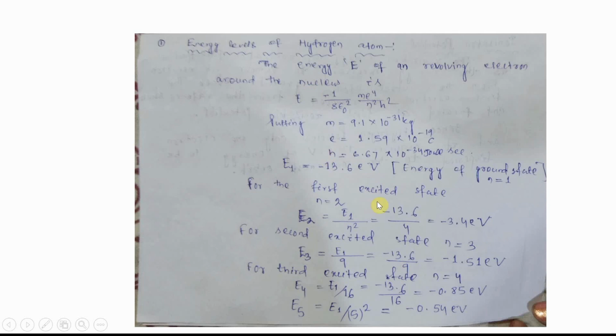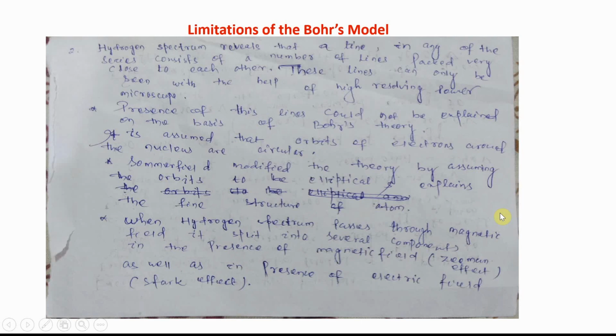You have to remember, for n equal to 1 the energy is minus 13.6 eV, for n equal to 2 the energy is minus 3.4 eV, for n equal to 3 minus 1.51 eV, for the third excited state n equal to 4 the energy is minus 0.85 eV, and for the next excited state minus 0.54 eV. This is almost all the energy possessed in each level of the hydrogen atom.